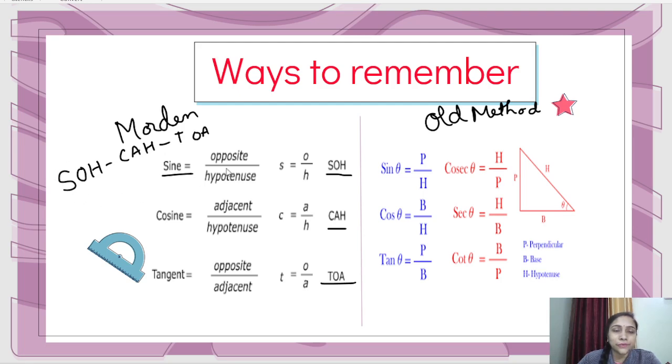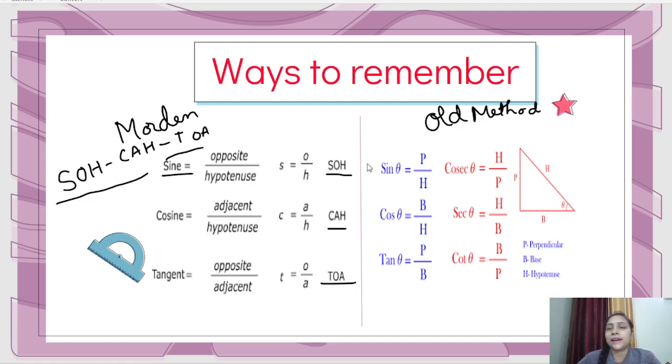If you forgot all these things, just remember this mnemonic. S means sine, O means opposite, H means hypotenuse. So sine theta is equal to opposite side upon hypotenuse, cos theta is equal to adjacent upon hypotenuse, and tan theta is equal to opposite upon adjacent. This is the shortest method to remember these trigonometric ratios. And if you remember these three, you can find the other three ratios also.